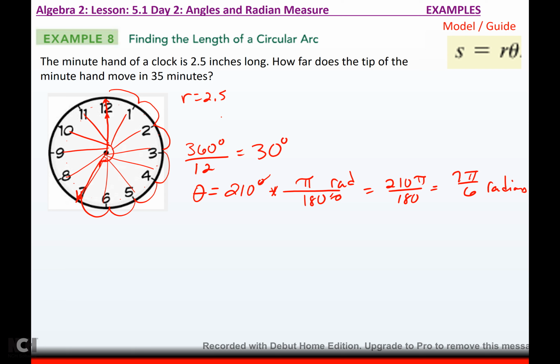And I don't know my arc length, which is what they want to know. They want to know how far did the minute hand travel. Well, that's the distance around the clock from here to here. So they want that arc length. So arc length equals the radius, which is 2.5, times my theta, which is 7 pi over 6. So my arc length is 2.5 times 7 pi divided by 6, and I get the arc length is 9.16 inches.